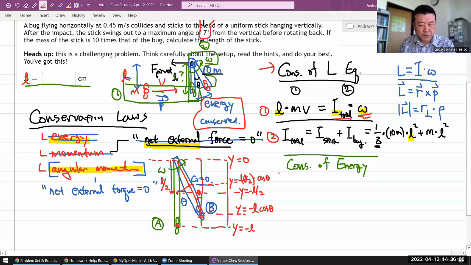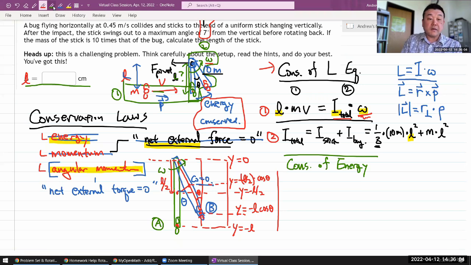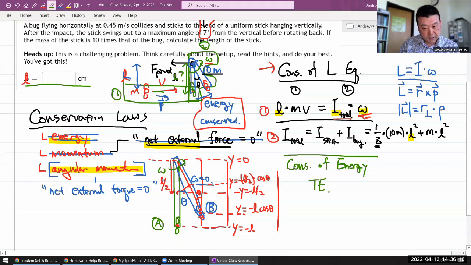All right, I think I've drawn enough picture of that to write out the rest. So for conservation of energy, I like to start out with this statement. Total energy at point A is equal to total energy at point B.